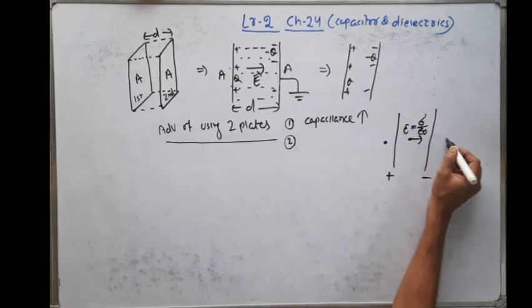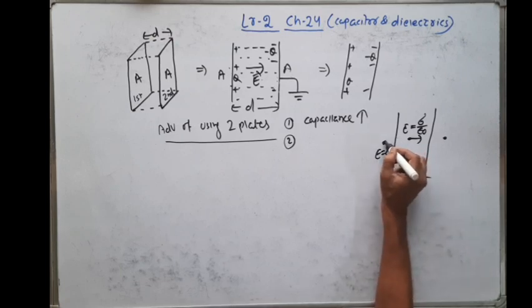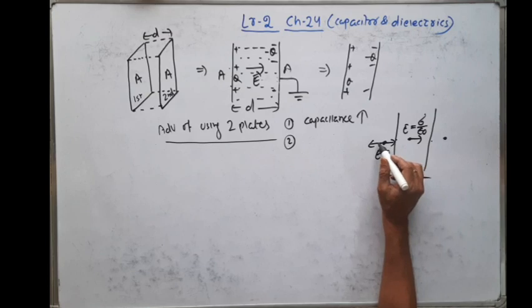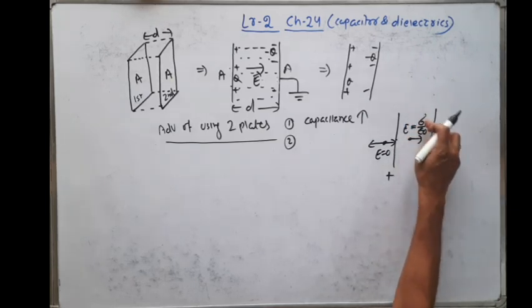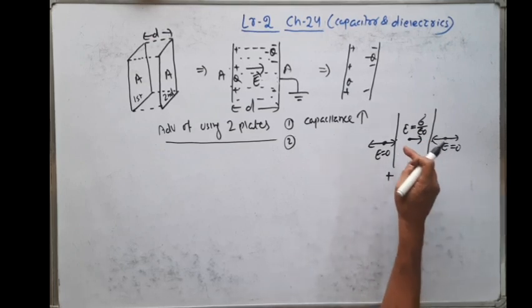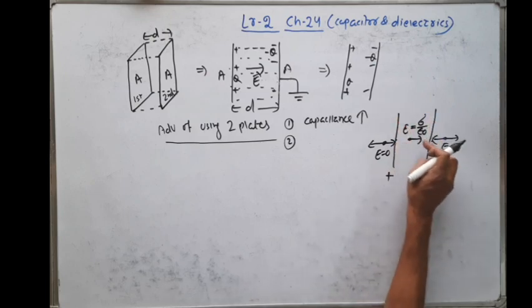And at an outside point, what is the electric field? The electric field is equal to 0. Why? For the positive plate, the electric field is away. For the negative plate, the electric field is towards. These two values are equal and opposite, so the electric field intensity outside the two conductors is equal to 0. Only between the two plates is the electric field present, and since there is electric field, there is electrical energy. So energy is stored within the two plates.